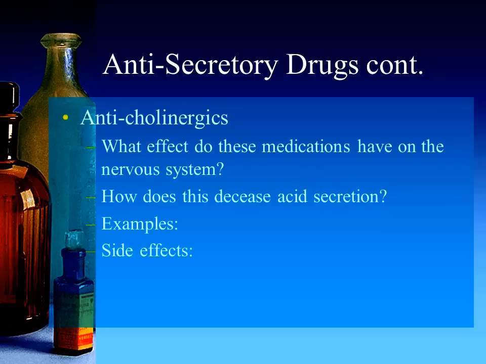If you remember before from our previous lectures, atropine was an example of an anticholinergic. Scopolamine was another example of an anticholinergic. The common side effects with these, if you remember, were xerostomia, the dry mouth, and constipation. So again, because we're decreasing GI motility, we can see some constipation coming about with the use of these medications.